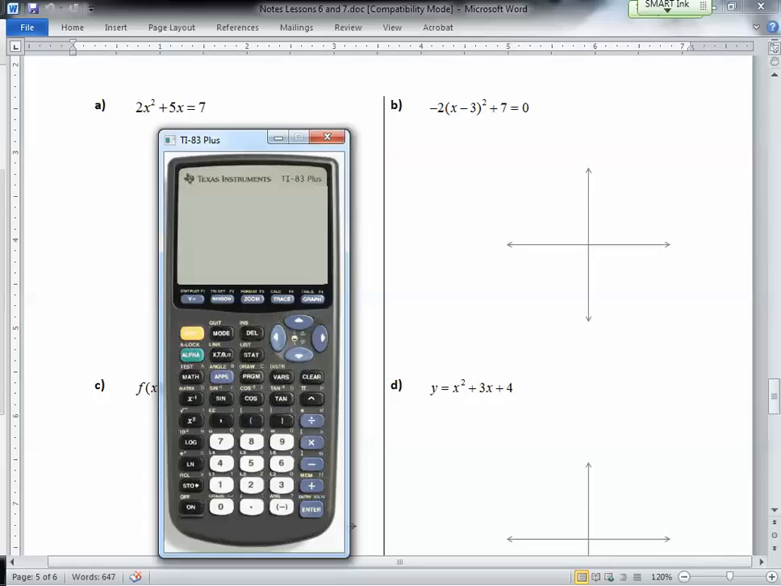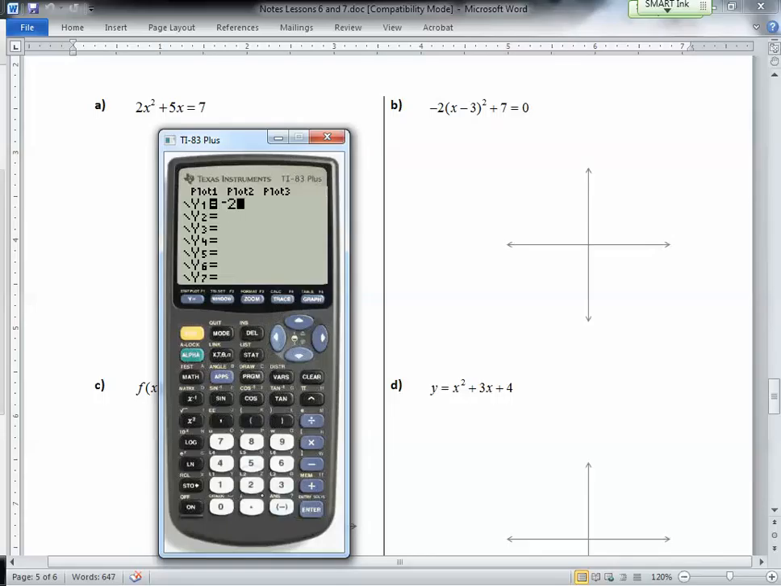The way I can tell that is because I have this binomial right here, x minus 3, and that's being squared to the second power, all right, instead of having two binomials and nothing else. So I'll tell you what, this one actually is really easy. First step, is everything over on one side of the equal sign? Yes, it is. So I can just go ahead and enter that straight into my calculator, just like it looks.